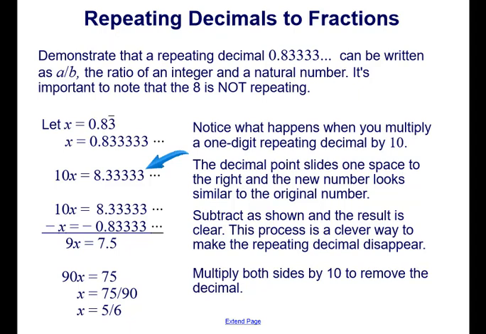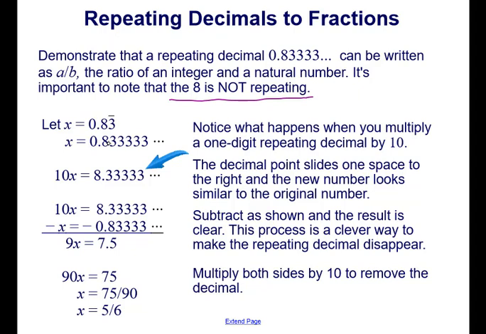But it's important to note here, again, that the 8 is not repeating in this example. It's 0.8333333. It's not 0.83838383 or 0.88888. It's only the 3 that's repeating. The 8 is not repeating. So when we go to do this algebraically, when we set up our equation and define our variable, we have to make sure that we define x as equal to 0.83 repeating. And when we expand that, the 3 is the only digit that's repeating.